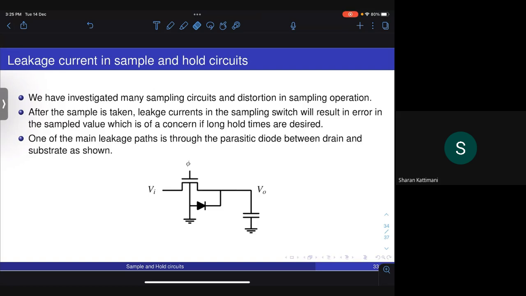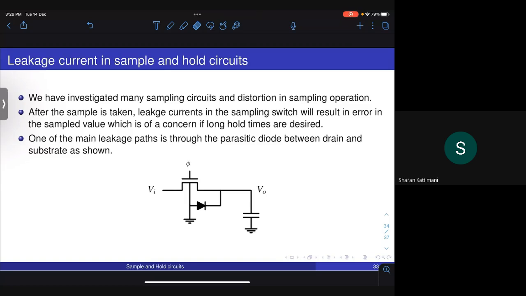Okay, so till now we have seen how to reduce the error produced in the sampling process due to charge injection, due to clock feed through, and so on, and how to correct for that. After you have sampled it and you're holding the value, there will be an error in the output voltage if your hold time is very high. Generally, if you are having some kind of analog memory wherein you are holding the capacitor value for some time before you read it, then there is always some leakage current which will discharge the capacitor and produce an error in the output voltage.